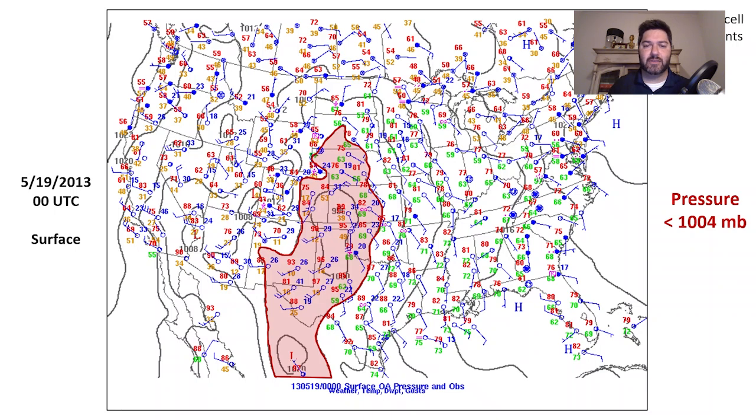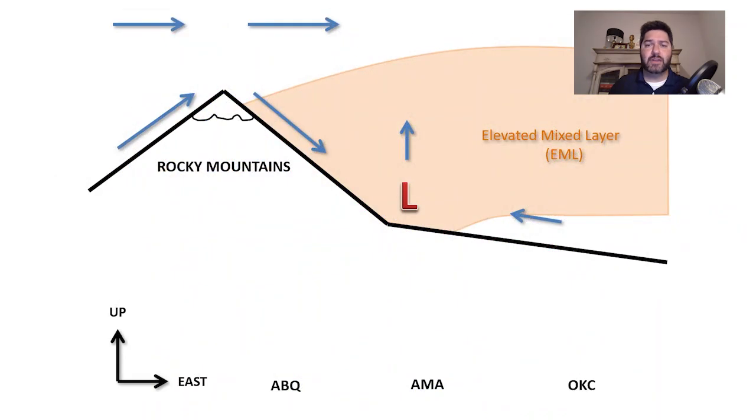And you can start to see how that pulls in that higher dew point air. So you can see the 70s over North Texas, starting to edge into Oklahoma. Those are getting drawn into that low. And so it's pulling that moisture into Kansas, where a significant event is about to take place. So you can see here the elevated mixed layer again.